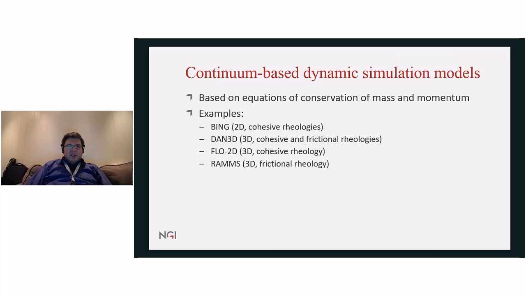And finally, the continuum-based dynamic simulation models are the ones mostly used, and we have been recently using them with colleagues from ADPC and NBRO in Sri Lanka. These are models based on conservation of mass and momentum. So these are four examples of such models we have been using in this ongoing project in Sri Lanka, including DAN3D. At NGI, we have experience in using all four models: RAMMS, Flow2D, DAN3D, and Bing.